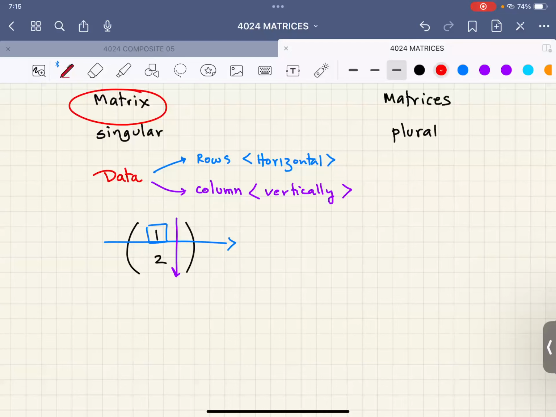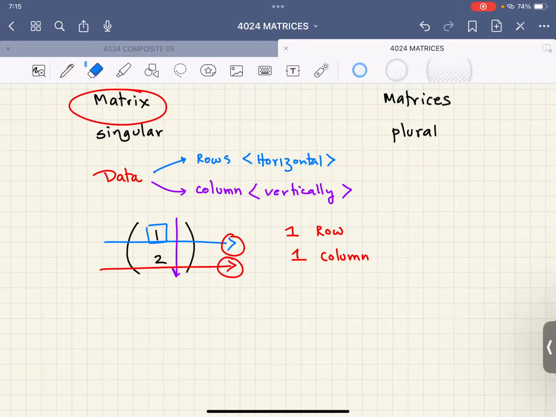Now, how many rows do we see? We see one row. How many columns do we see? We also see one column. Actually, we don't see one row. There are two rows. This is one, this is the other one. So let me use an eraser over here. There are two rows and one column.